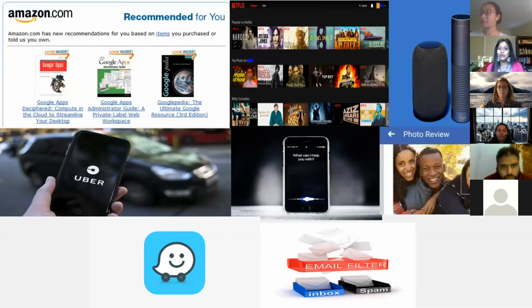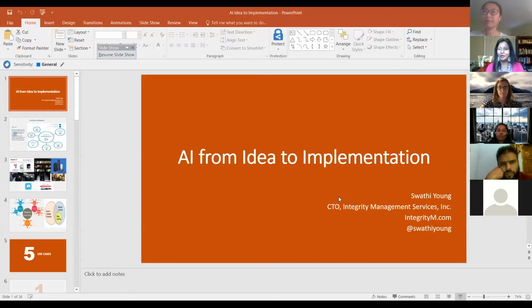So consumers are increasingly using AI at their fingertips, sometimes with or without their knowledge. As usual, enterprises follow consumer technology innovation. So enterprises in the last 3 to 5 years have started adopting artificial intelligence applications as well. So let's take a look today at some of the use cases, if you are an enterprise, how you can start implementing in your organization.